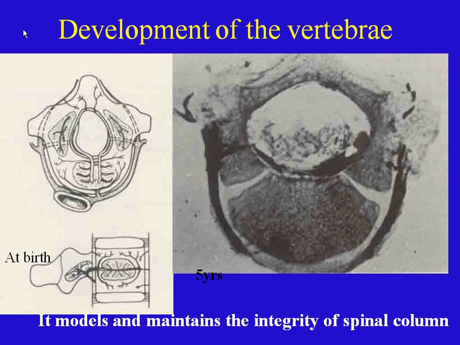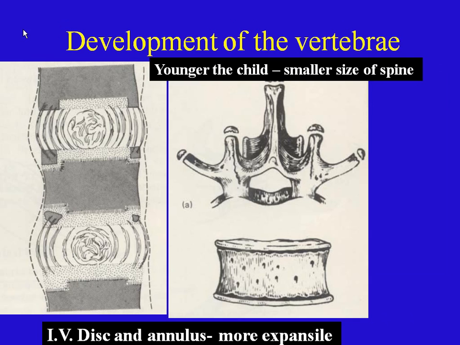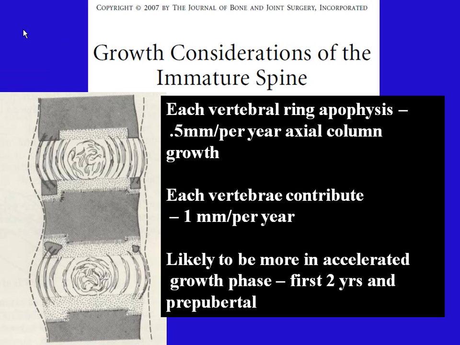It models and maintains the integrity of the spinal column. The younger the child, the smaller the size of the spine. The intervertebral disc and annulus are more expansile in children than in adults. Well, there are certain growth issues in an immature spine.